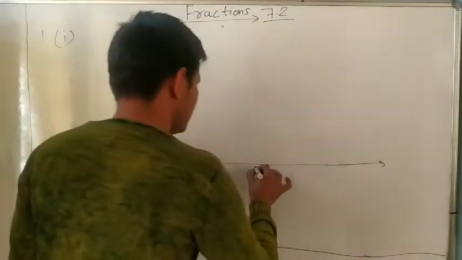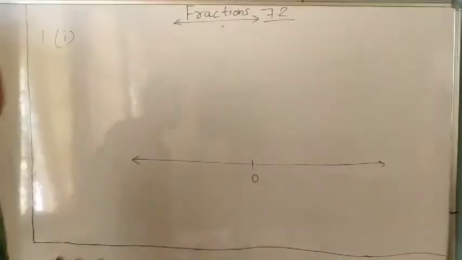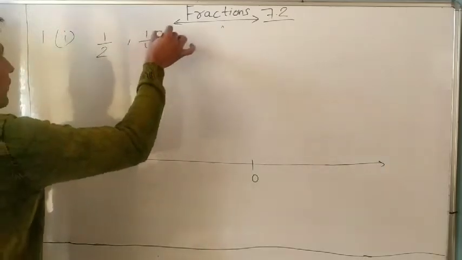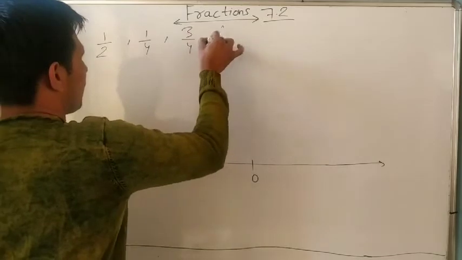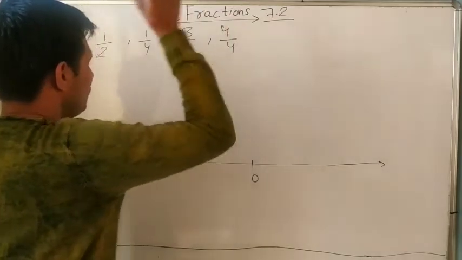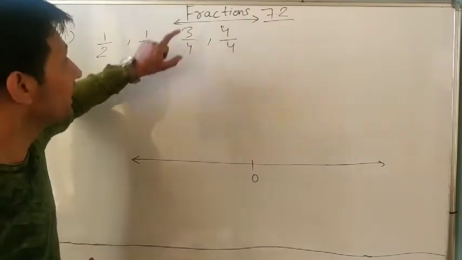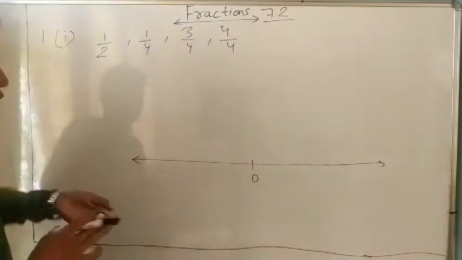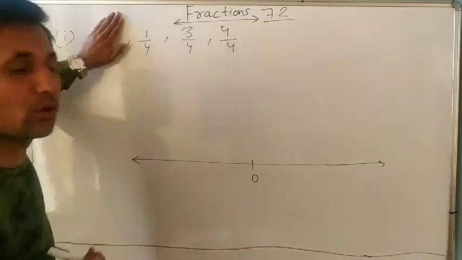Now, it is 0. Right side positive, here is negative. What do we have to represent? 1 upon 2, 1 upon 4, 3 upon 4 and 4 upon 4. So we have to represent 1 by 4, 3 by 4, 4 by 4, 1 by 2. Suppose, forget 1 by 2 for now. These numbers we want to represent on the number line.